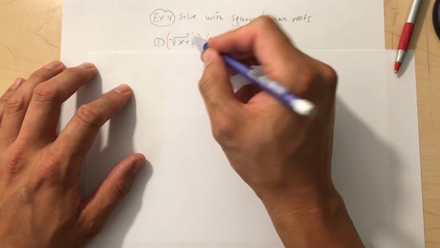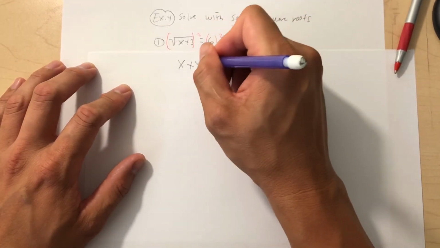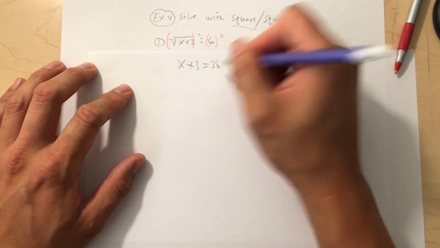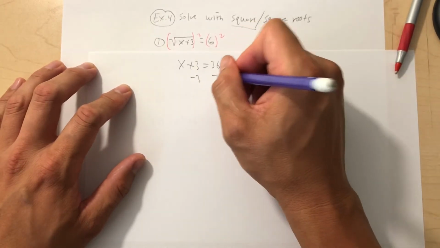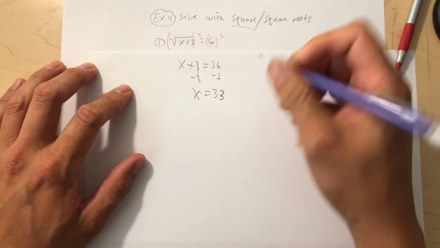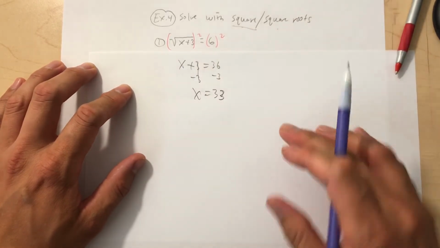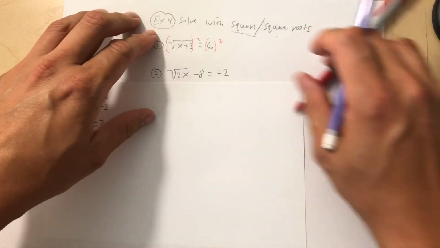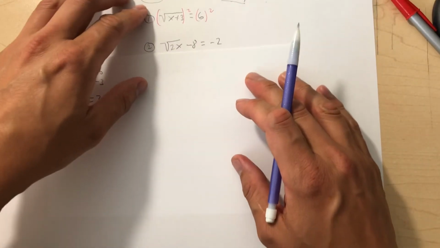The square and the square root cancel out, and you're left with just x plus 3. That gives me 36. That's a simple problem. After that, subtract 3. X is equal to 33. And this is one of the easy ones to check your answer. You plug in 33 in there, and you can see it's the correct answer. All right, so let's go and move on to number 2.